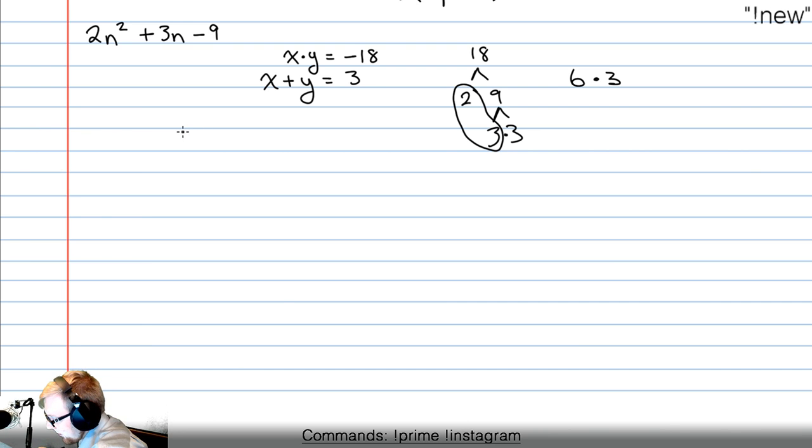So you've got 6 and 3. Which one has to be positive and which one has to be negative? The 6 has to be negative. Are you sure? Yeah, because negative 6 times 3 is negative 18. Yeah, but remember, you have to add to positive 3. So then the 3 would be negative. Yeah, there you go. 6 is positive, 3 is negative.